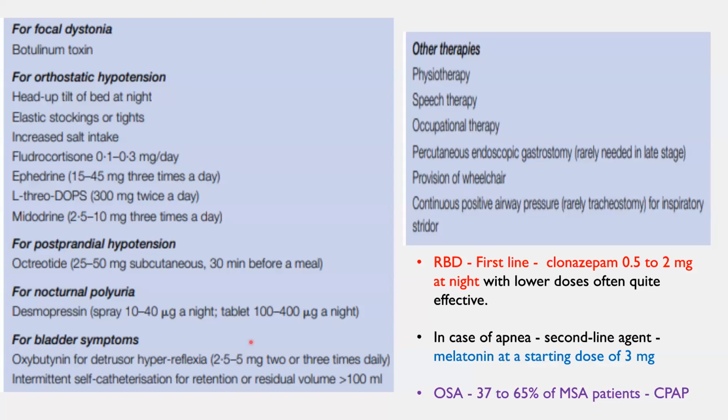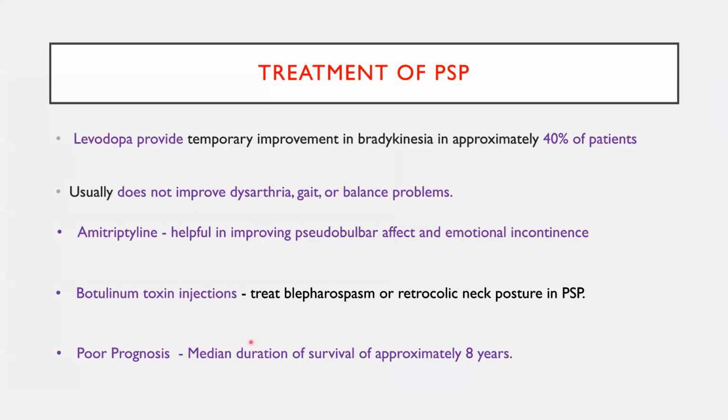For REM behavioral disorders, as I told, clonazepam or melatonin can be helpful. And most OSA patients, due to the autonomic dysfunction, will have obstructive sleep apnea. So CPAP is advised. So again, PSP, atypical Parkinson, 30 to 40% of patients will benefit from levodopa. So mainly you can give amitriptyline for the pseudobulbar or emotional incontinence, botulinum injections for the dystonia, and the patient will have a very poor prognosis. Mean expected survival is 8 years.